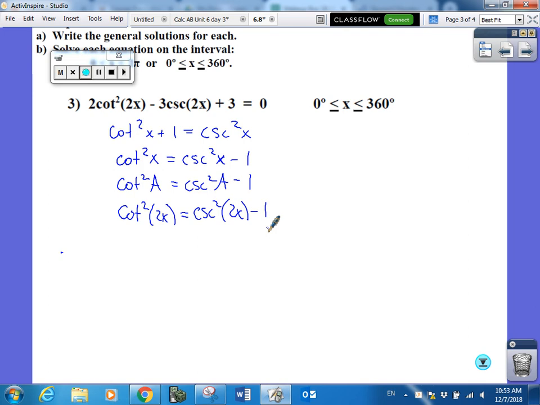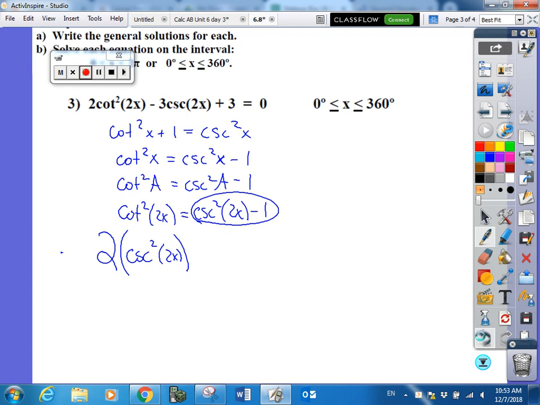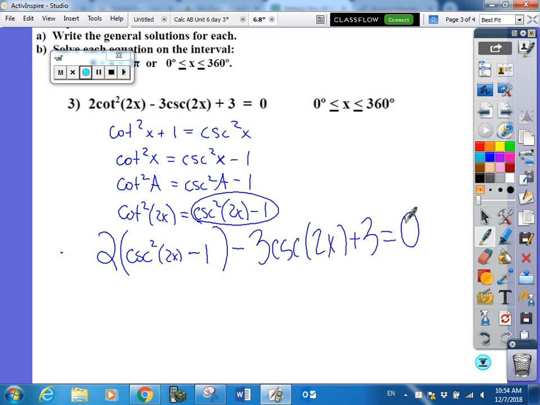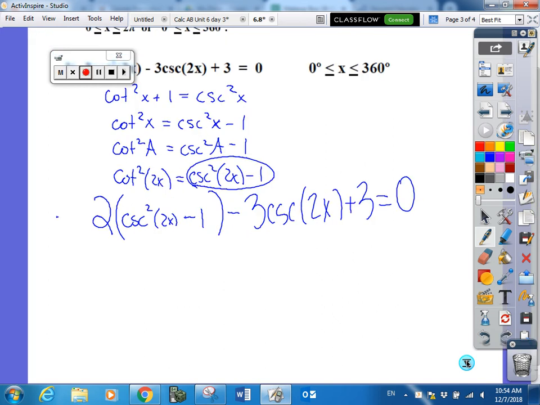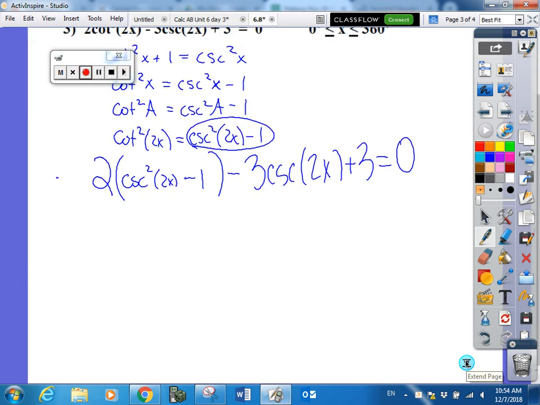So this is going to be 2. We're changing one thing into 2. Okay? Right here, this is what we're replacing it with. So cosecant squared 2x, not a parenthesis there, minus 1, minus 3 cosecant. Now I'm just rewriting what's already there, bringing it down. All I did was substitute right there. Pythagorean and double angle. You need to know your Pythagorean, you need to know your double angle.